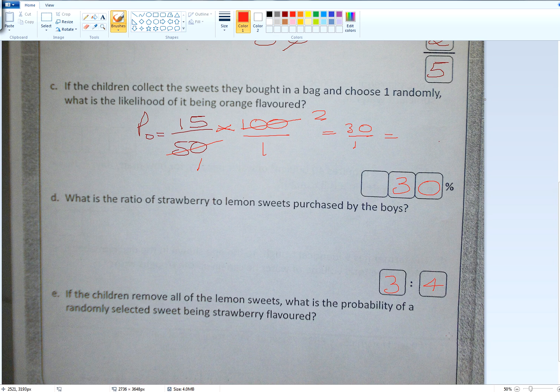If the children remove all of the lemon sweets, what is the probability of a randomly selected sweet being strawberry flavored? How many lemons were there, by the way? 20. Let's have a double check.